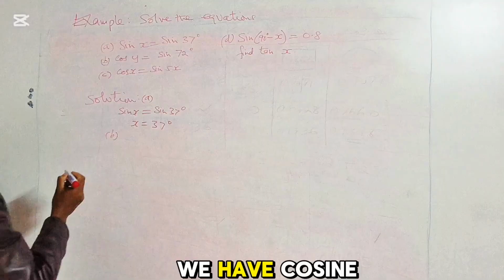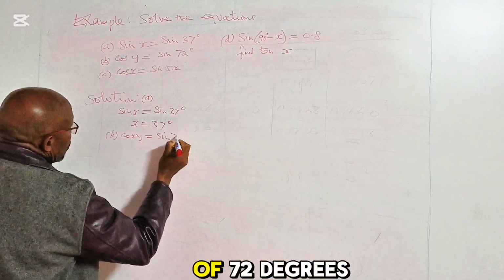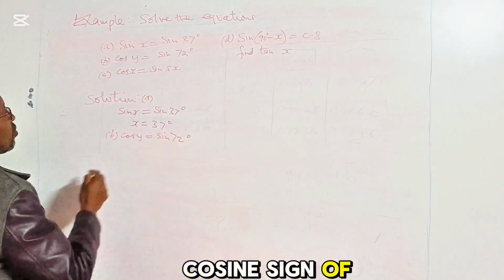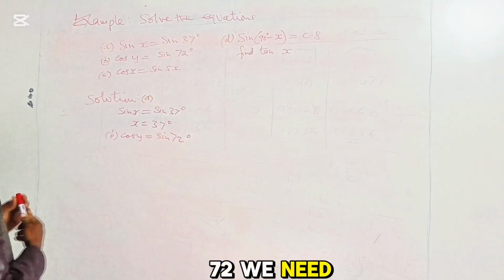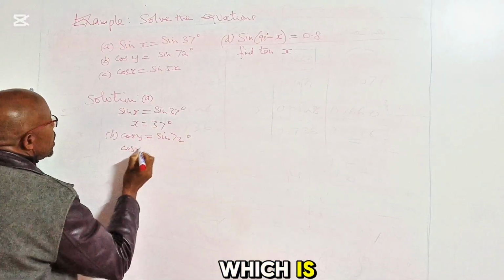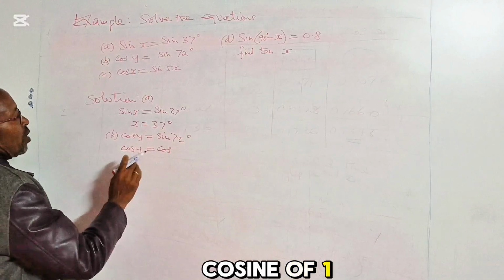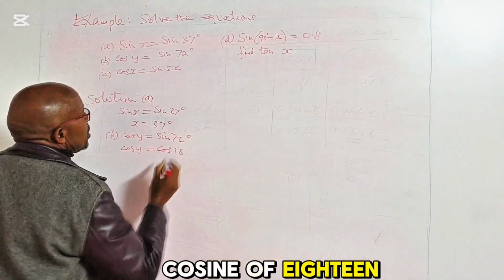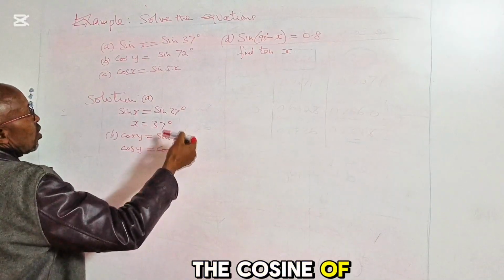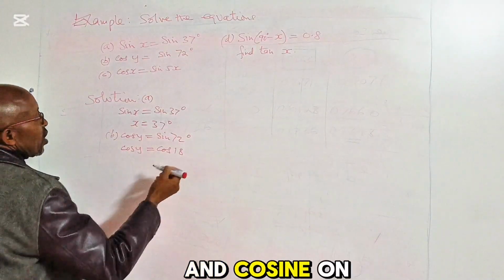Number B, we have cosine of y is equal to sine of 72 degrees. We know that for sine of 72, we need the complementary angle of 72. The cosine of y will be equal to cosine of 18, because the sine of 72 degrees is equal to the cosine of the complementary of 72, which is 18. Therefore, we have cosine on this side and cosine on the other side.